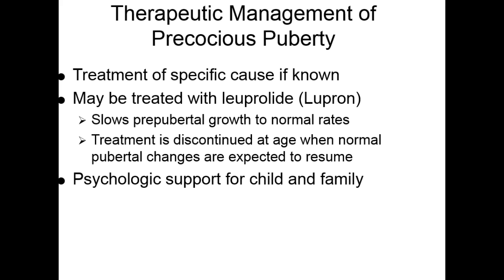The treatment is of the specific cause, obviously. If we know what has caused it, we'll treat that. And a lot of times the kids will go on Lupron, which slows down their prepubertal growth. And of course we need to educate the family on this, be very supportive, and let them know what's going on, both the family and the child.